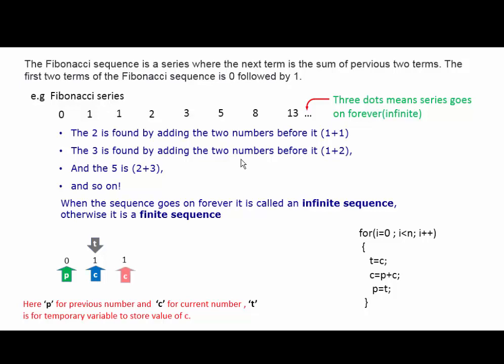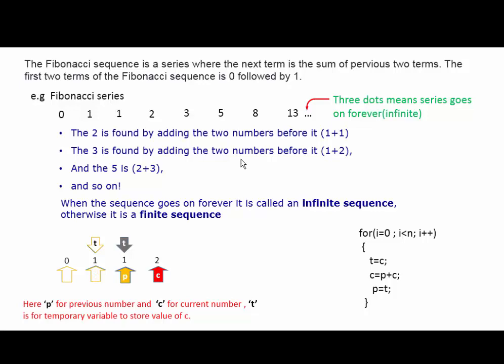So the addition 0 plus 1 is 1. It's stored into the c variable, that is c is equal to p plus c. Then the value of t is assigned to the p variable. Then i is incremented. So t is equal to 1. Then 1 plus 1 is equal to 2. So the value of c is 2.